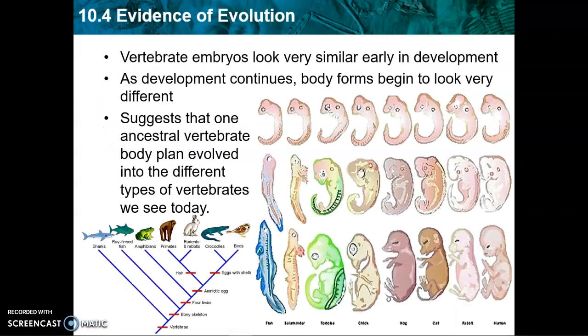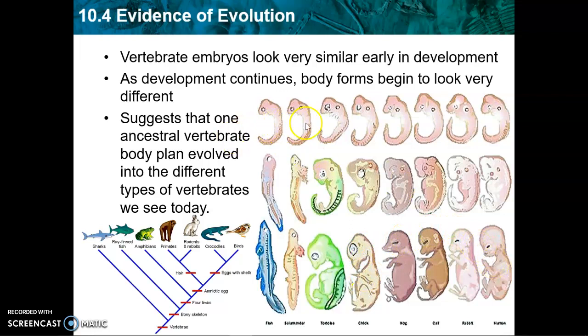Vertebrate embryos, it's the same sort of thing. We can see a bunch of different vertebrate embryos. If you look at the top row here, they all look pretty much the same. It's not until we get to the actual more differentiated or more developed form of each species that we can really start to see a difference between a fish versus a chick versus a human.